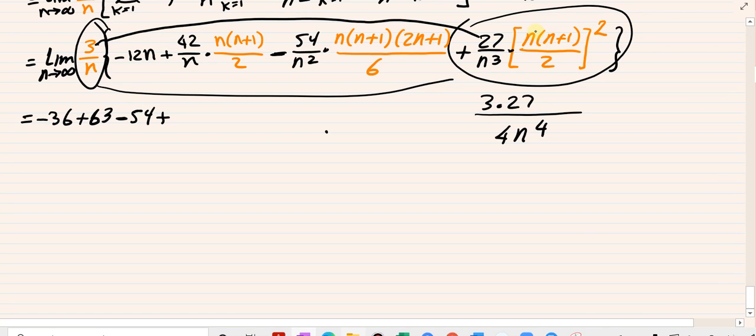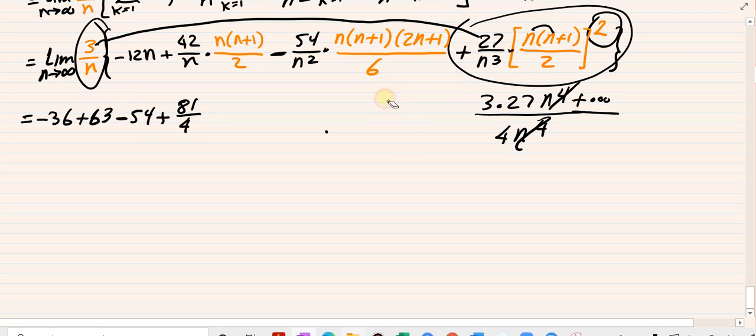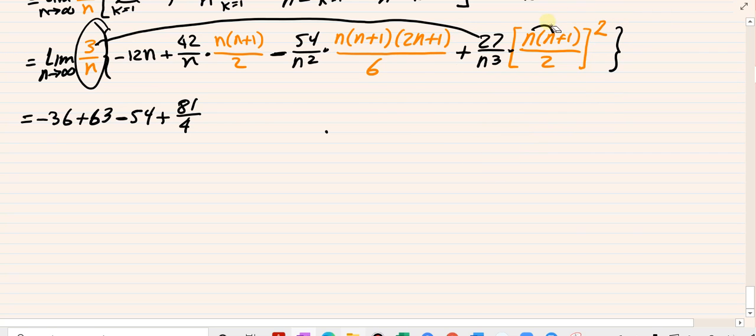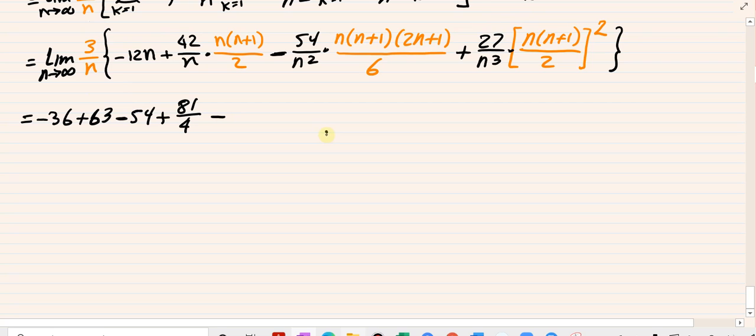And now n times n makes n squared, right? But then it gets squared again, so that's n to the 4th plus whatever follows from that. Okay, now the n to the 4th divide out. 3 times 27 is 81, so you get 81 fourths, and that's going to be that limit for that piece. Okay, and we are good. We found that limit. Look how we did it, one piece at a time, literally. Okay, and then we need to now work this one.